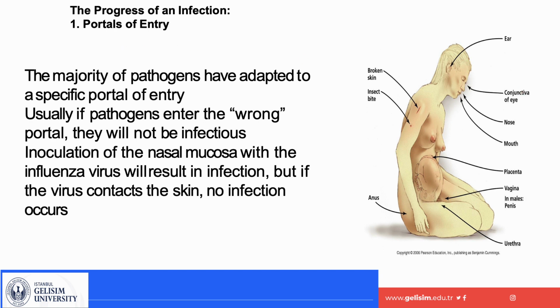Portals of entry refers to the sites through which pathogens can enter the body and cause infection. Most pathogens have evolved to infect specific portals of entry. If a pathogen enters through the wrong portal, it may not cause infection. For example, influenza enters through the nasal mucosa and then causes infection. But if it contacts the skin, it's not going to cause infection. Okay?